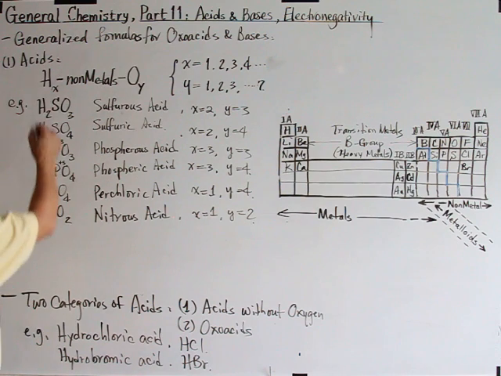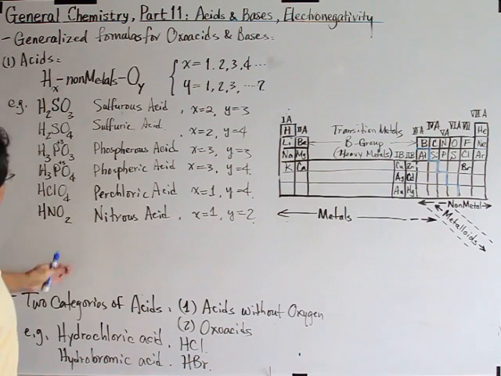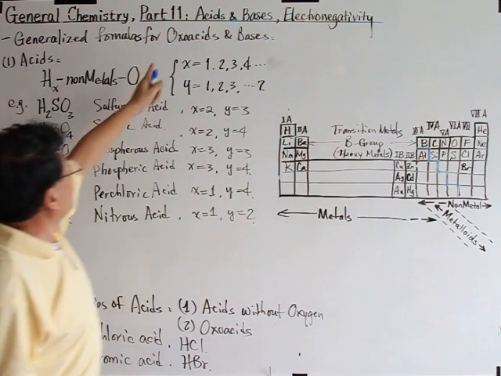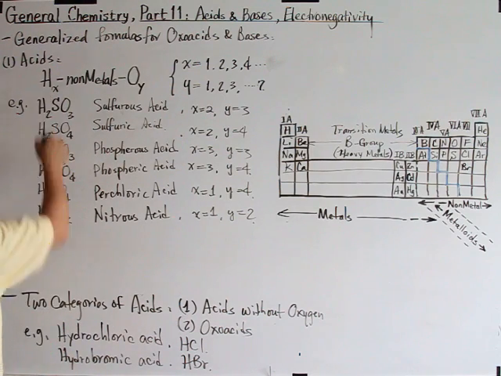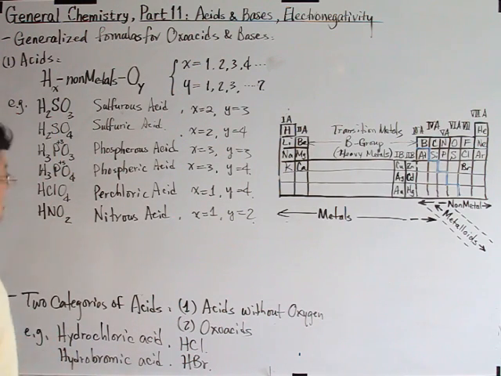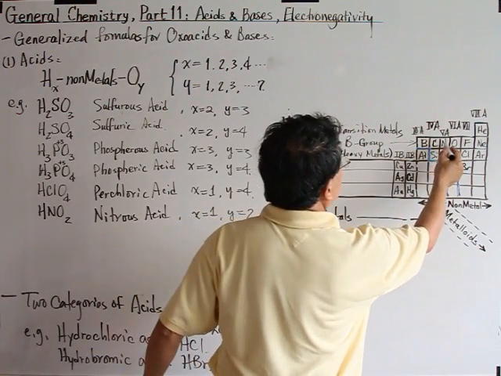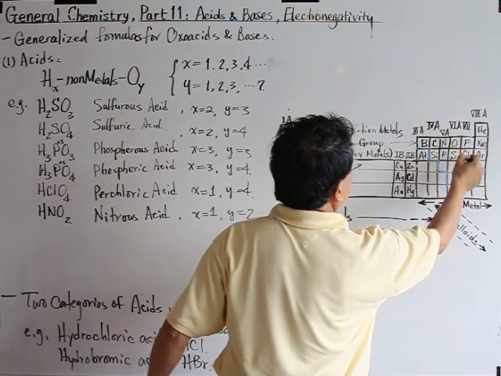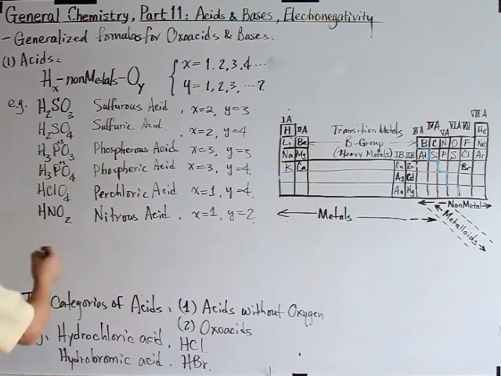So let's check. On the left, they all have H, the X number of H atoms. On the right is the number of oxygens, what we call oxyacids. And in the middle, everyone is considered a non-metal. Is there any exception? No. Non-metal. So that is acid.